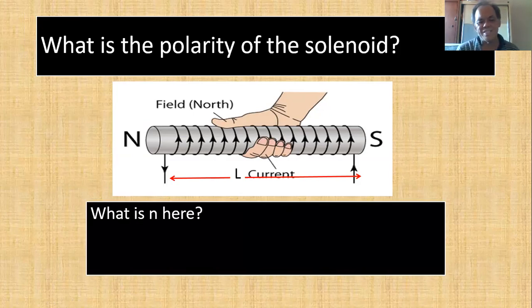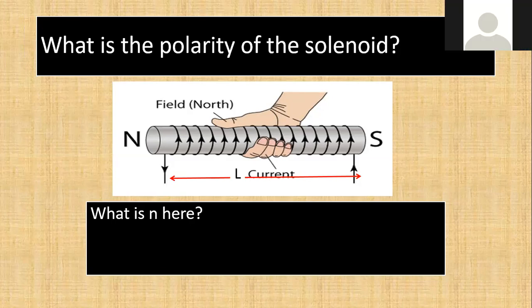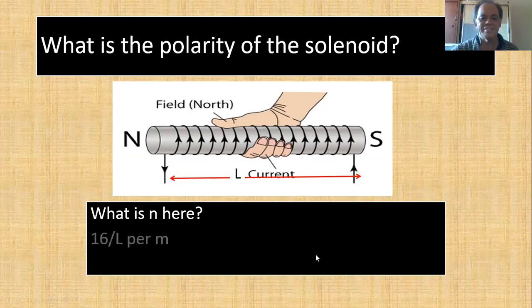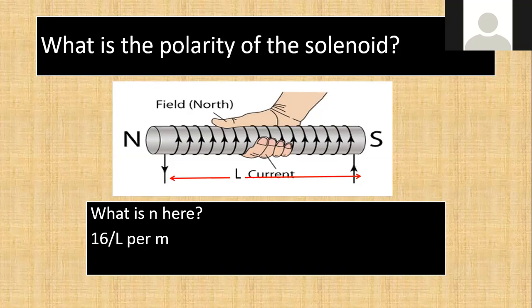Okay, how many number of turns here? What is your n here? Number per unit length. Anyone? 16. So you count 0, 1, 2, 3, 4, 5, 6, 7, 8, 9, 10, 11, 12, 13, 14, 15, 16. So 16 divided by L, that's your n, per meter. That's how you find it. L is the length of the solenoid from one end to the other end.